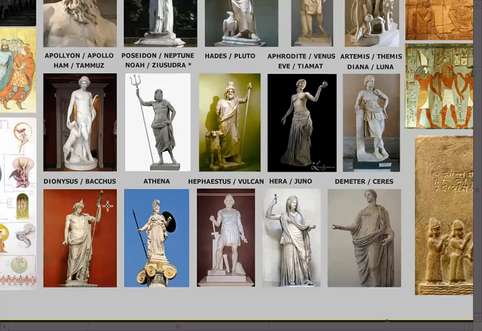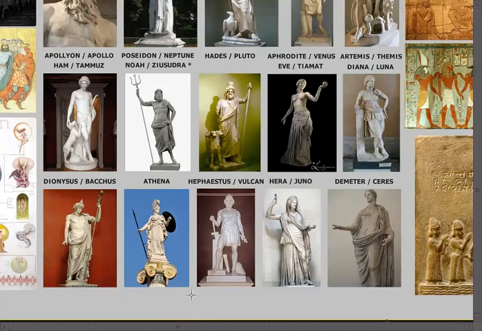And so you have Dionysus or Bacchus, who some people say Christ and Moses are modeled after. You have Athena, who was the patron of Athens. Athens was named after Athena.